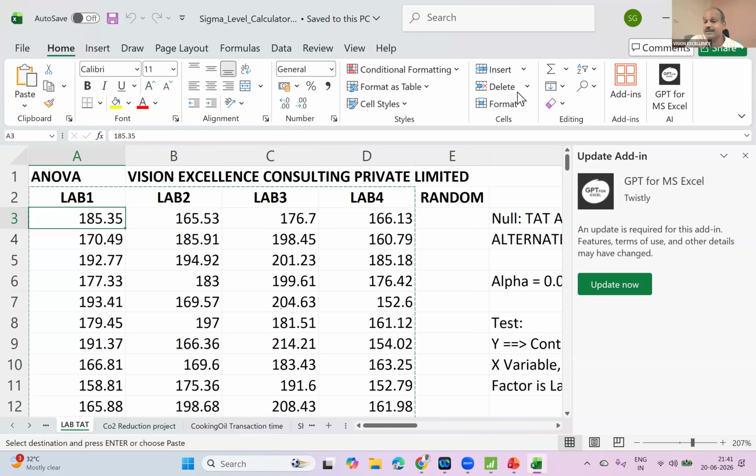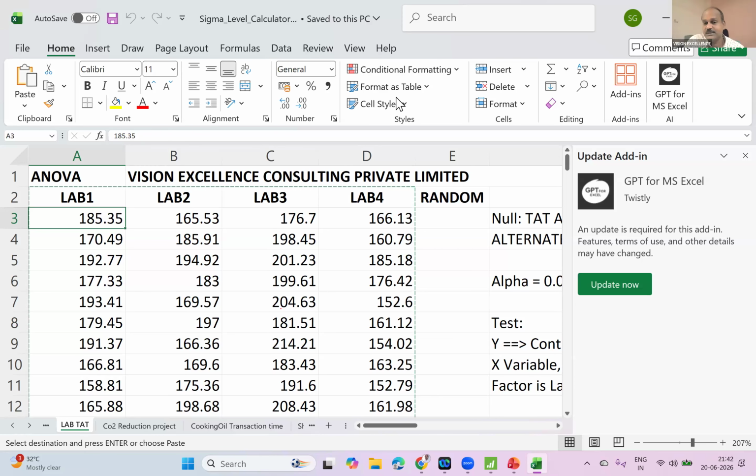Yes, sir. That means the turnaround time should be equal. If TAT 1, TAT 2, TAT 3, TAT 4, if all are equal, that is your null hypothesis. If they are unequal, that is your alternate hypothesis. Now, what is your output variable here? Turnaround time, which is measurable. And what is the input variable, or the factor? Laboratory. How many labs do you have? 4. So the levels are 4.